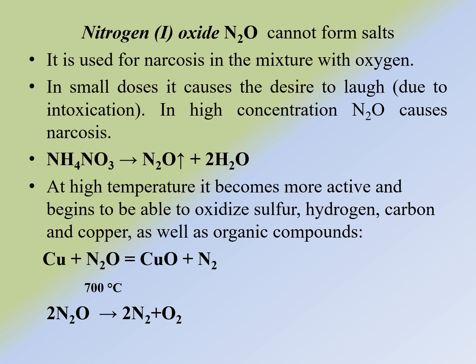Due to the decomposition of ammonium nitrate. Remember that N2O can react with many substances, for example, with copper. And remember that at 700 degrees it will be decomposed itself into elements. So, as you may notice at the top of the slide, this compound may be called nitrogen 1 oxide.